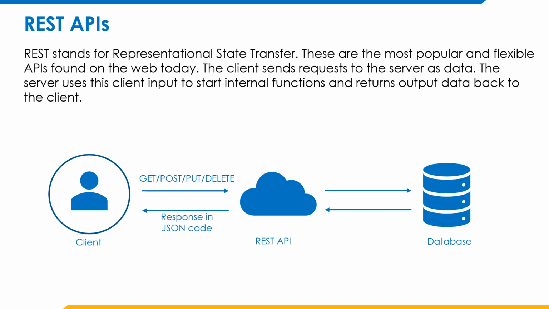REST defines a set of functionalities like GET, POST, PUT, DELETE, etc. that clients can use to access the server's data. Client and server exchange data using HTTP. The main feature of a REST API is statelessness. Statelessness means that servers do not save the client's data between requests.